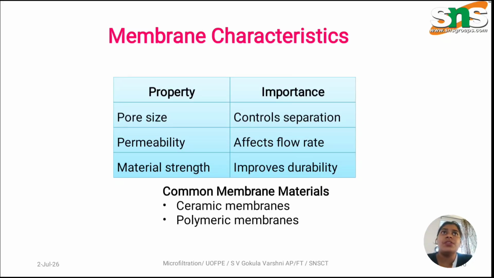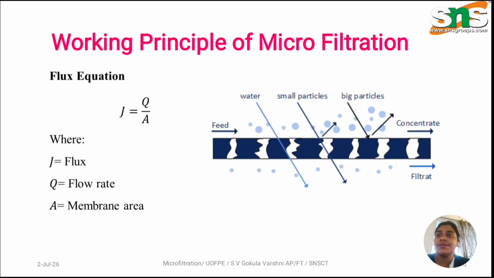Next, we shall see the membrane characteristics of microfiltration. The three main properties of the membrane are pore size, permeability and material strength. Pore size controls the separation of the particles, permeability controls the flow rate of the solution, and last, material strength is directly proportional to the durability of the product, that is, it improves the durability. Common membrane materials are ceramic membranes and polymeric membranes.